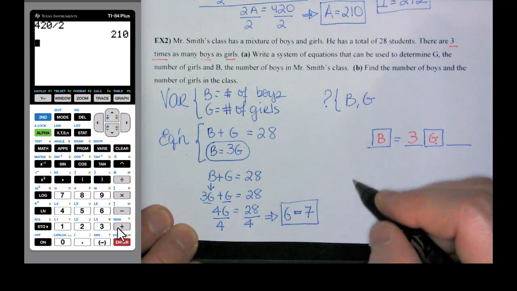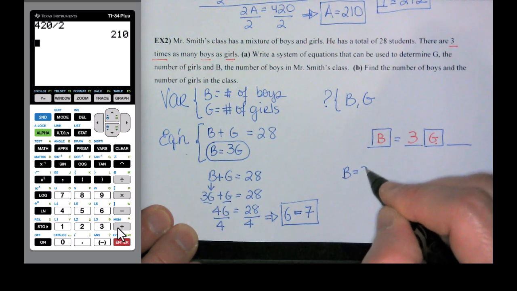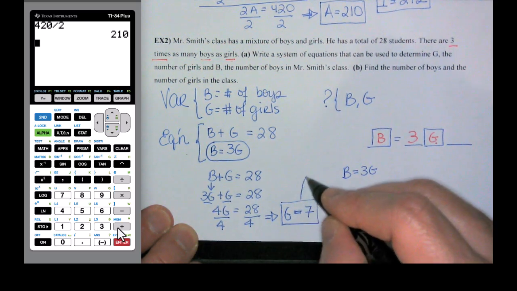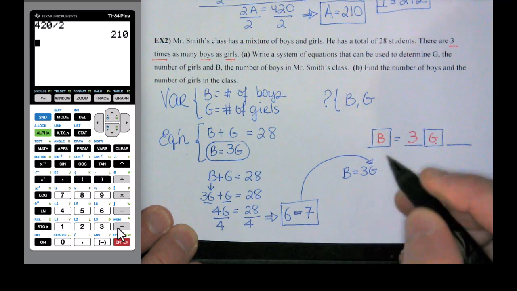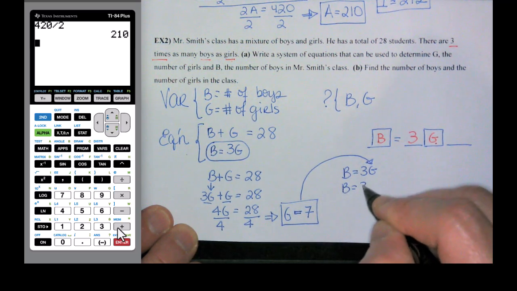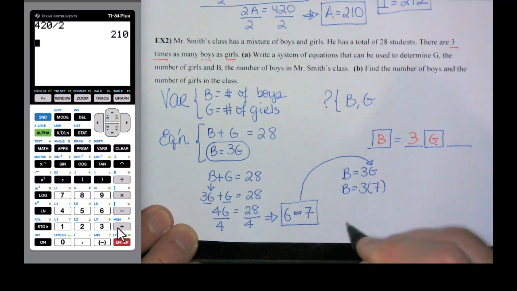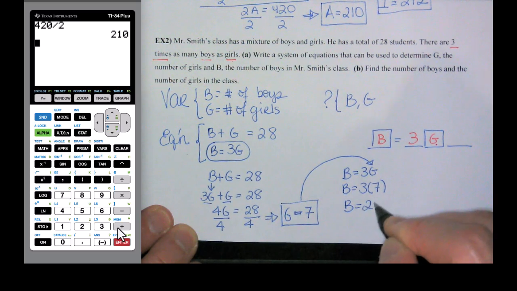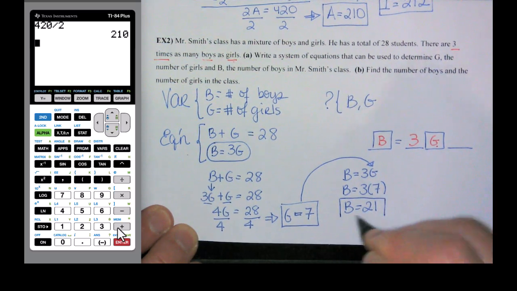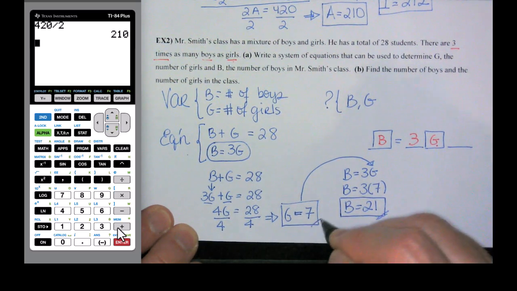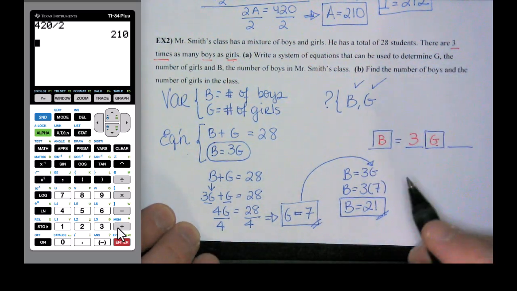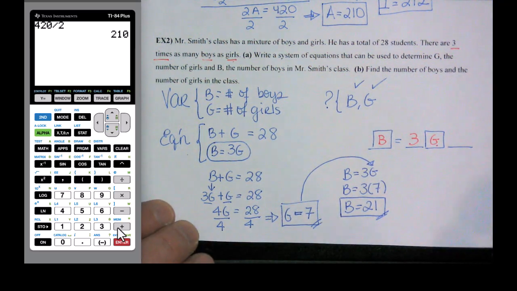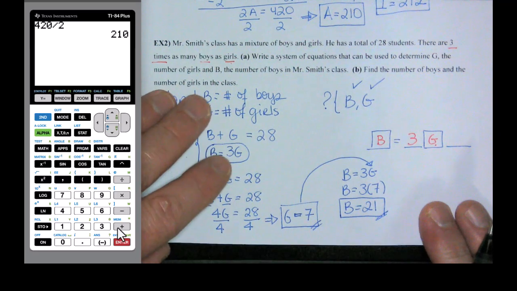And then I copy the one that is in circle, and I bring this value that I found and I plug it in. So B, the number of boys, equals 3 times 7. So the number of boys is 21. So there we go. We found both values that we're looking for, boys and girls. Very good. Let's go on to the next page.